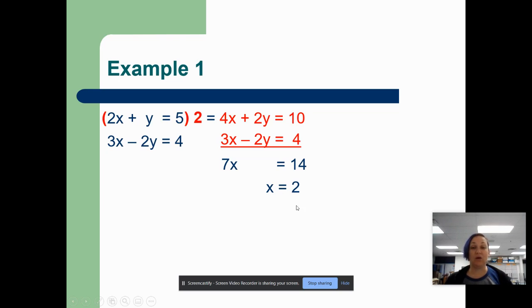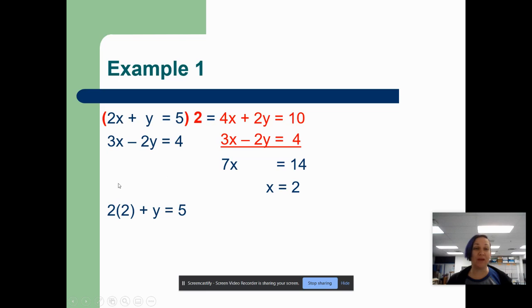Now, from here, we're not done. Remember, your answer needs to be an ordered pair. So now that I have x equals 2, I'm going to plug that back into one of my original equations. And it doesn't matter which one you plug it into, so that's your choice. I'm going to plug it into the top equation because it has fewer numbers in it and there are no negative signs. So that's why I like the top equation. But if you like the bottom equation, plug it in there.